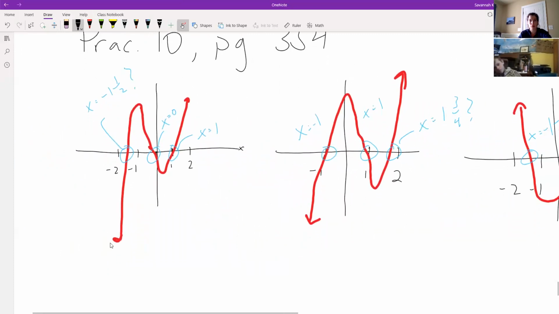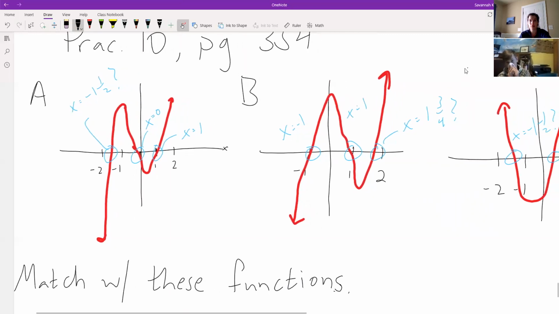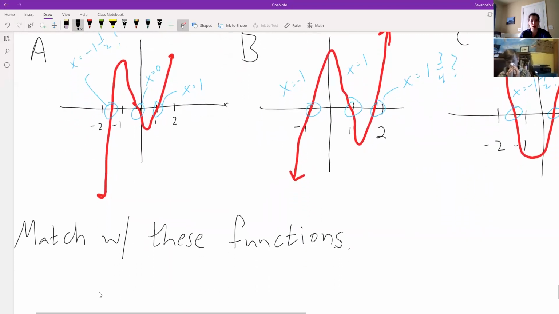Okay. So if you have graphs like this and you know a little bit about them, but you don't know everything about them, let's say that we are given functions to match with these. So we're going to be given 3 functions, and I'm going to go ahead and call my graphs A, B, and C so that I don't have to recopy them again. So I've got this f of x.